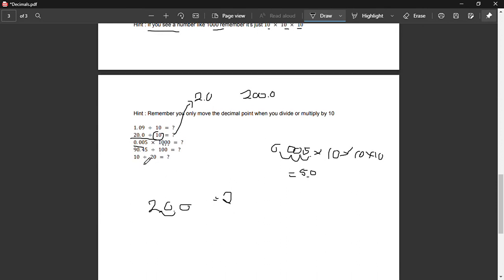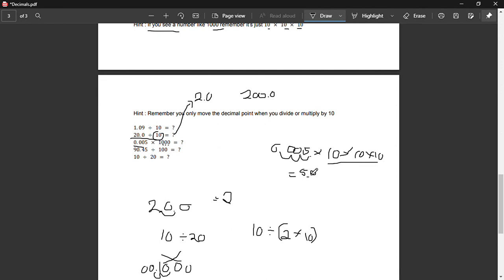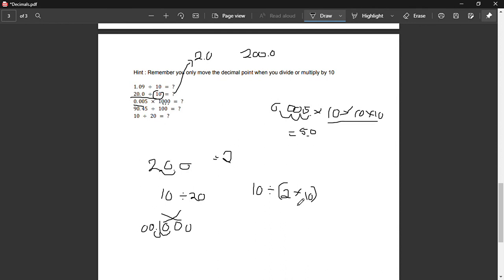90.45 divided by 100. I'll let you do that in your head real quick. It should be pretty simple. Then 10 divided by 20. Now, I know, I've been there too. You might want to add some zeros in here, 10.00. You might be tempted to go 1, 2, because you're dividing by 2 tens, aren't you? But no, that's wrong, right? If you break it up to see why, you're dividing by 2 times 10, which is very different from 10 times 10 times 10.